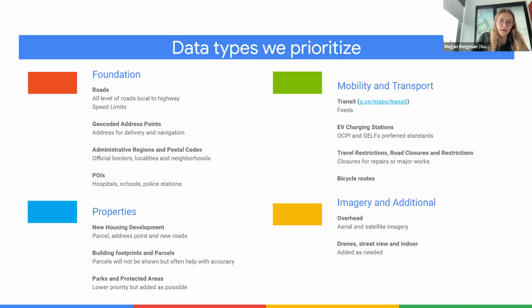And then bicycle routes. This is something that we've started to take on more seriously, and we love getting it. It's another one of those road attributes, but being able to process those so that we can enhance the bicycle routing capabilities within our tool. And then some other raster style data that we do get through GMCP is overhead imagery, so aerial and satellite, and also some drone imagery as well.